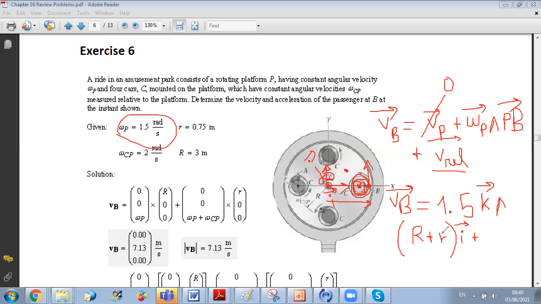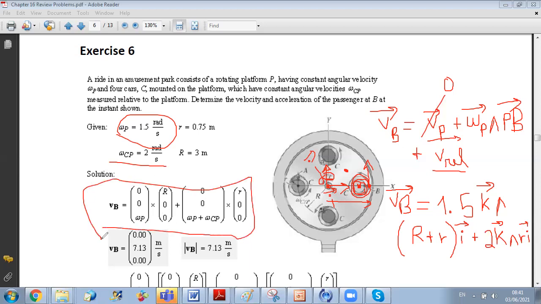So you can get V relative by just doing omega of C relative to P, which is 2 radians per second, so plus 2 k vectorial OB, and OB is small r times i. If you do the addition, you will go back to the same expression again. If you want to expand more, I can do it. If it's not clear, I will repeat.